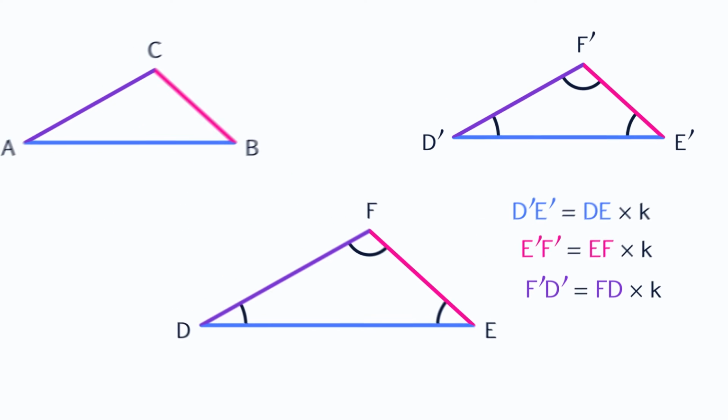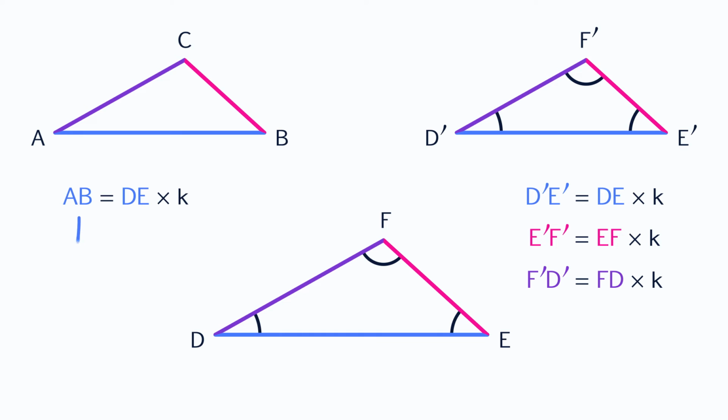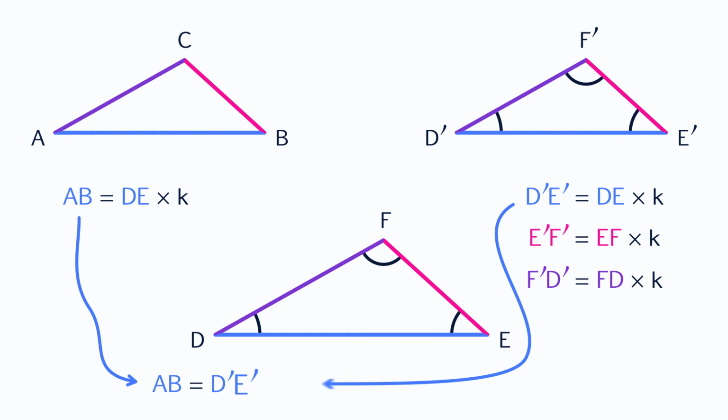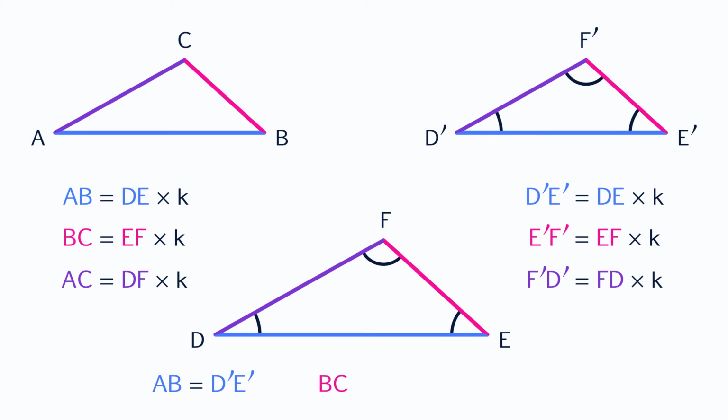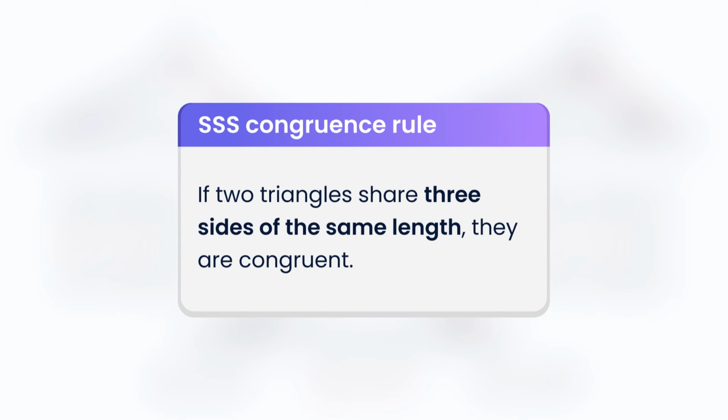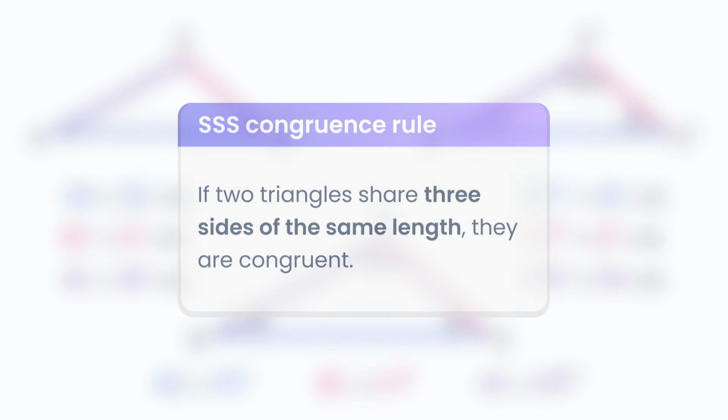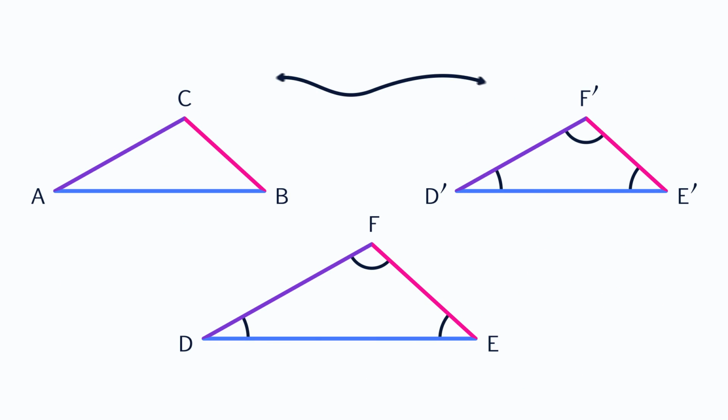But wait, AB equals DE multiplied by K, so AB must also be equal to D'E'. This is the same for the other two sides. BC must equal E'F', and AC must equal D'F'. Now remember back to the SSS rule for congruency. If two triangles share three sides of the same length, they are congruent. This means that ABC and D'E'F' are congruent. So angle A equals angle D', angle B equals angle E', and angle C equals angle F'.